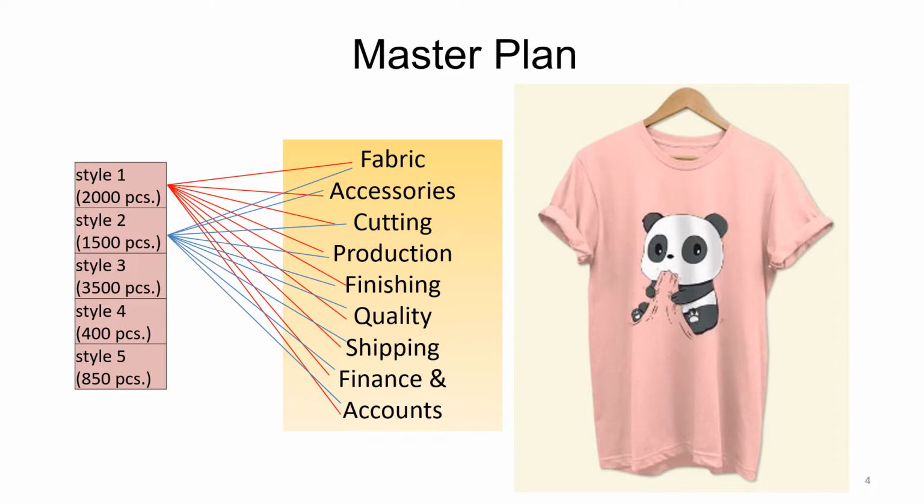And the same for production, finishing, quality, shipping, finance and accounts. So every department is going to make its own master plan. And the merchandiser is also going to make their own master plan. So a summation of all the styles and the required fabric or the required accessories is going to go into the master plan.